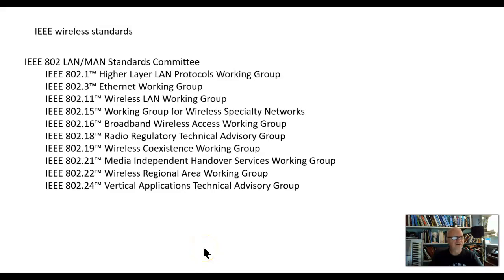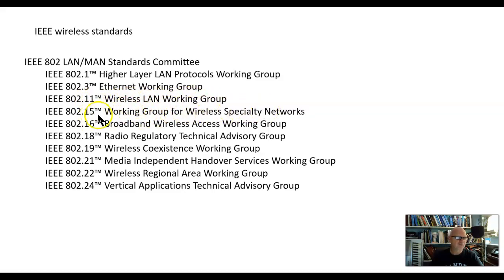Let's now look at the IEEE standards. The IEEE has a set of standards called the 802 standards, which are all about networking. And you can see that some of these, such as Ethernet 802.3, is a wired technology. But wireless technologies, wireless LAN, in other words, Wi-Fi, is 802.11.